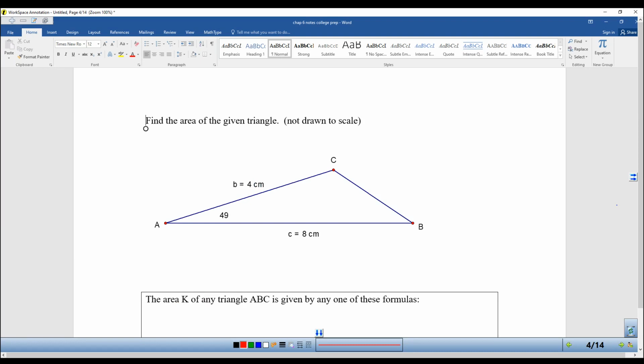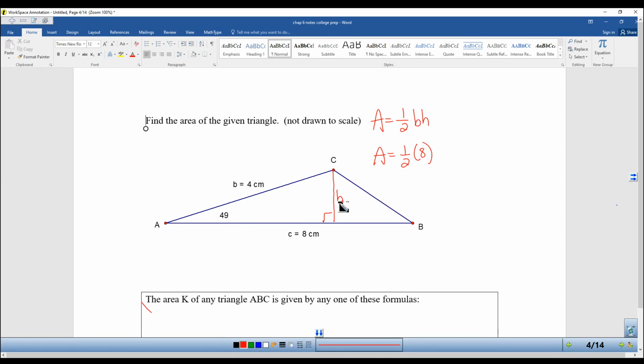So another application of the law of sines is using it to find area of a triangle. So hopefully you remember that the area of a triangle is 1/2 base times height. So on this one, we're almost there. We have the base, we just need the height. Can you find the height? You sure can. You can use trig.